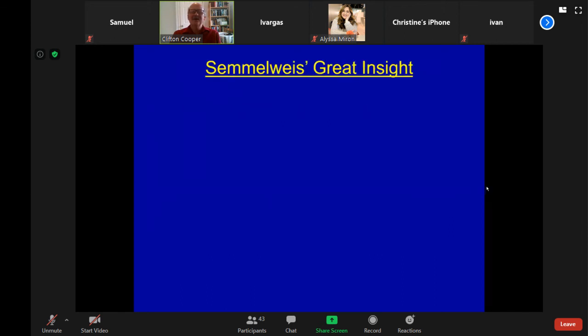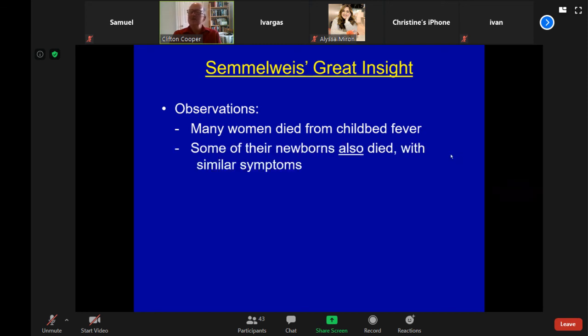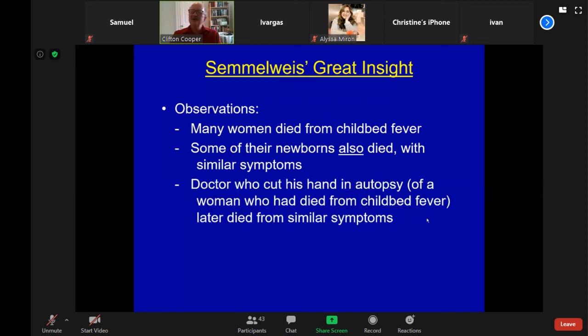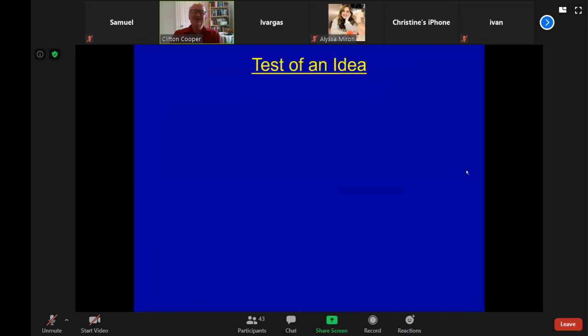And Semmelweis comes up with these observations. You've got a lot of women dying from childbed fever. Some of their babies are dying with apparently the same thing. And this male doctor dies from what looks like the same thing. The great insight is that it is the same disease in every case with the same underlying cause. So, Semmelweis thinks somehow it goes back to the bodies, to the cadavers.